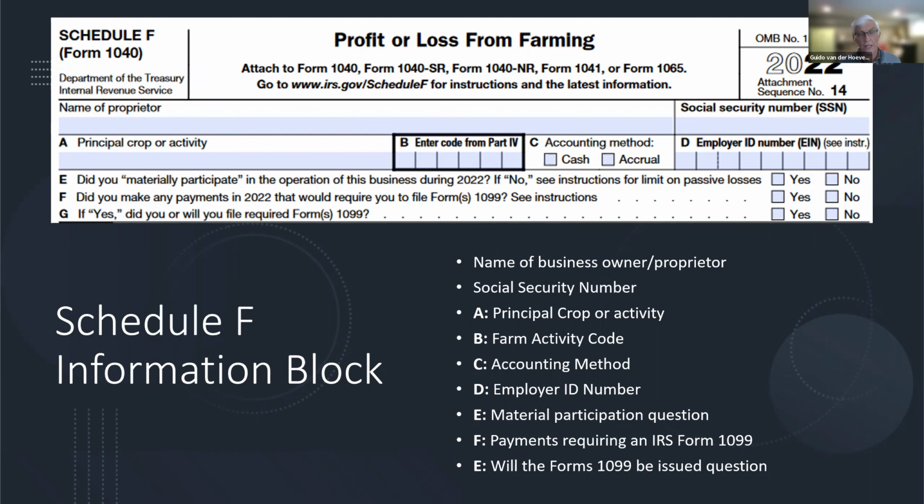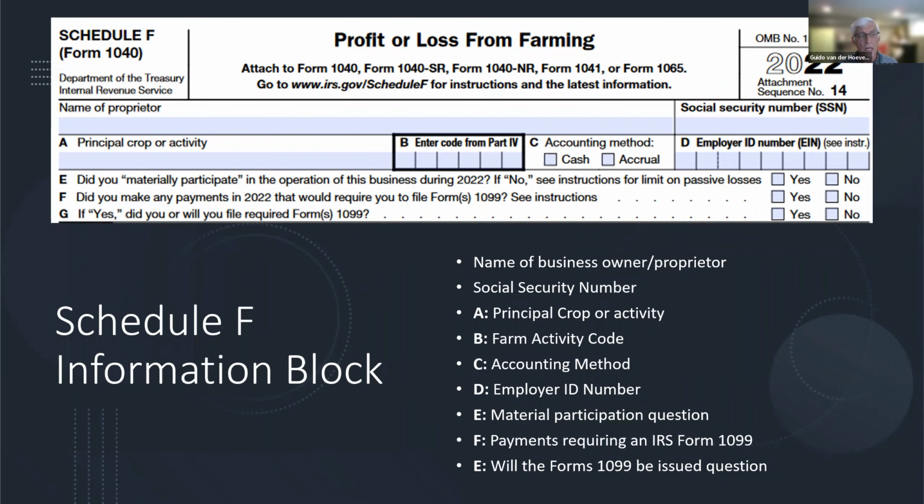And then there are 3 additional questions that you can see listed there. That's E, F, and G. And E asks, did you materially participate? The reason for that question is there could be a limitation if the answer is no relative to a passive activity. Generally, farms are not passive, but they can be, and one needs to be aware of that. But I would think that most folks on the call today are going to be active and material participants in their farming business. So you would tick yes.